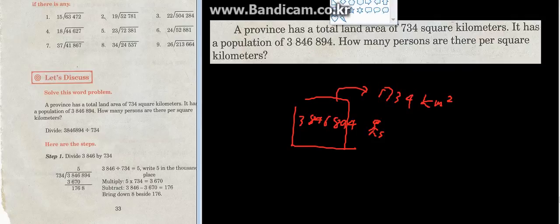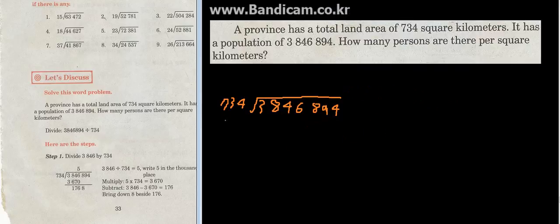Let's see. I'll change to a simple formula for this. You see, there are 3,846,894 people and 734 square kilometers. How many people are there per square kilometer? So let's start to calculate. In this case, we should estimate. Let's begin in the traditional way.